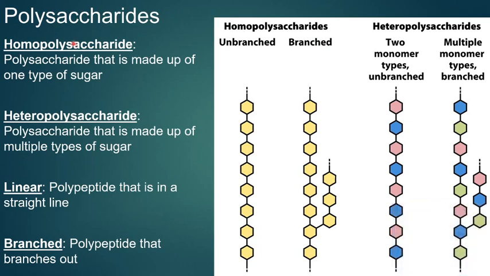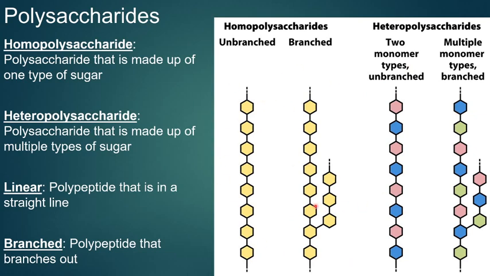Now, looking at our polysaccharides, our carbohydrates, we have a couple of different categories. What we see here is an unbranched homopolysaccharide. Unbranched basically means it's linear. It has only one connection linking to it, it's not branching off. And it is a homopolysaccharide because homo means one, poly means multiple, and saccharide means sugar. So, one, many sugars. That's basically what it translates to. Of course, you can have branched homopolysaccharides, and then you can have unbranched and branched heteropolysaccharides.